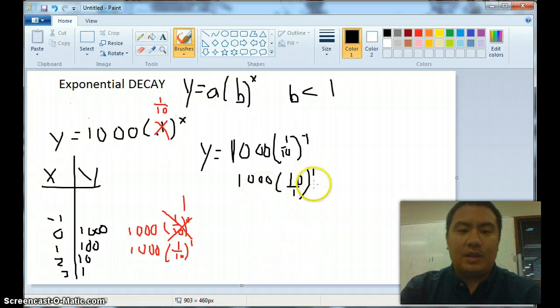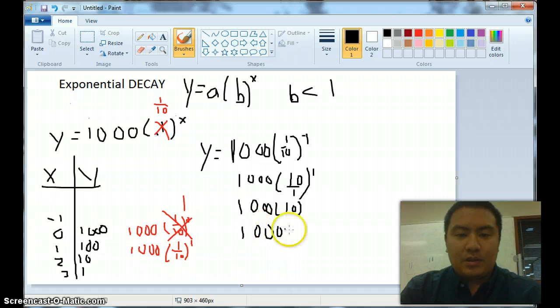And that's the same thing as just 10 over 1 to the power 1. That's the same thing as 10. So it'd be 1,000 times 10. Alright, now you multiply those together and you get one extra 0, so it'd be 10,000. So from 1,000 it becomes 10,000.